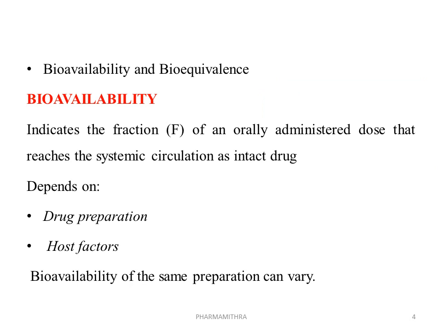Next, we want to discuss bioavailability. Bioavailability indicates the fraction, that is F, of an orally administered dose that reaches the systemic circulation as intact drug. Simply, we can say it is the availability of the drug to the human body from a dosage form. Or it can be said to be the rate and extent, that is, the amount of absorption of unchanged drug from its dosage form.